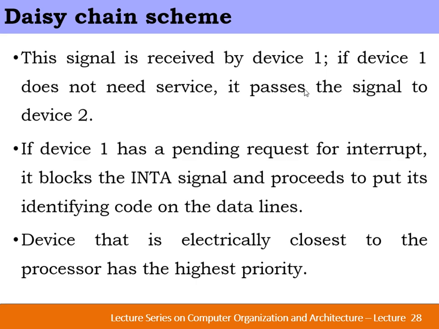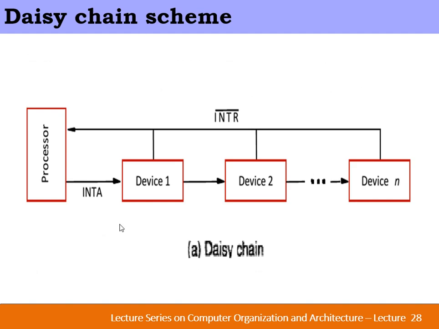If the first device does not require service, then the acknowledgement line will be passed to the second device. If the second device also does not require service, it will be passed to the third one. Suppose device 1 requires a service, then it is going to take the service, and after that it will be passed on to the second device. So this is how a daisy chain mechanism works. It has a common interrupt request line, whereas the interrupt acknowledgement line is connected in daisy chain fashion.